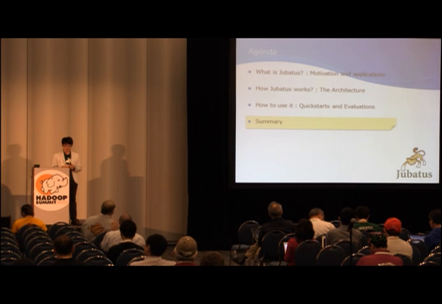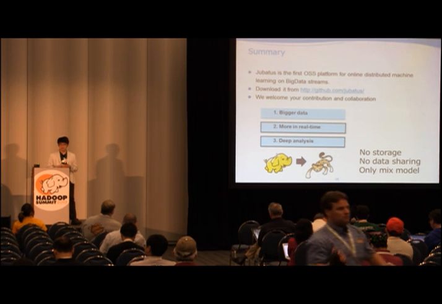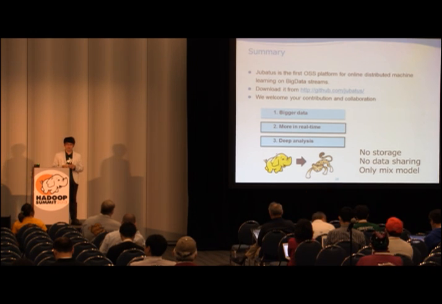Okay, so the summary part. Jubatus is the first open source software for online distributed machine learning on big data streams. And you can download it from GitHub, and we welcome your contribution and collaboration.